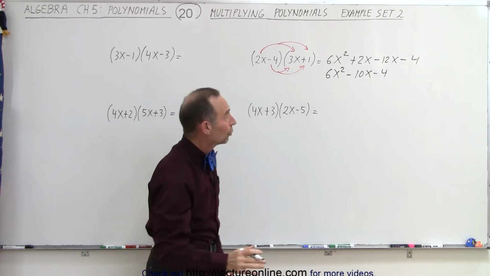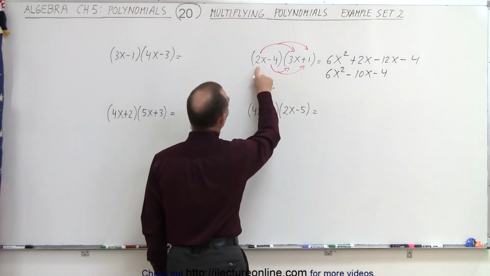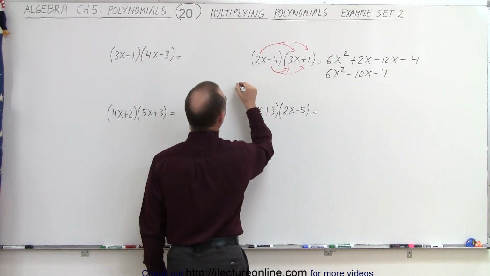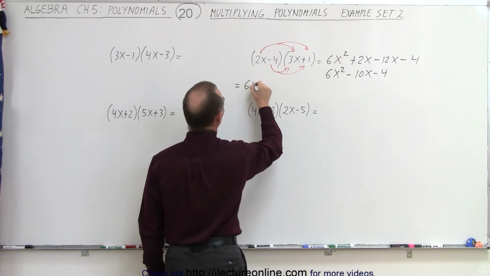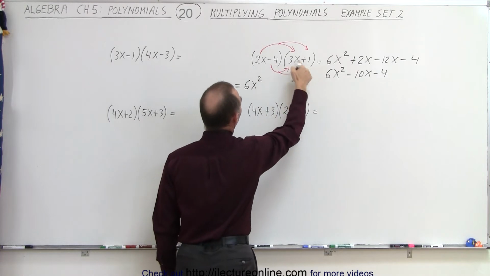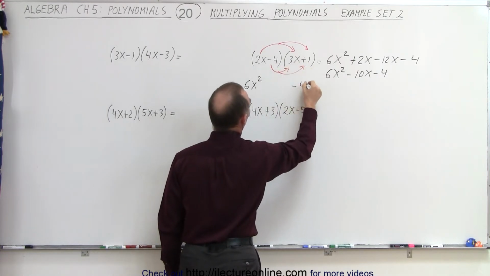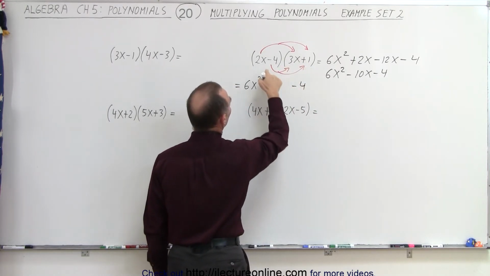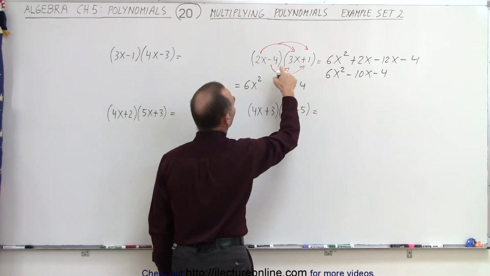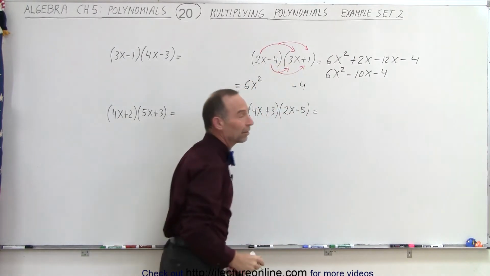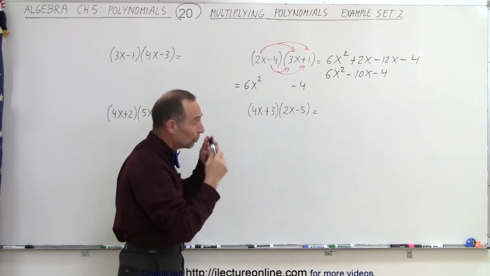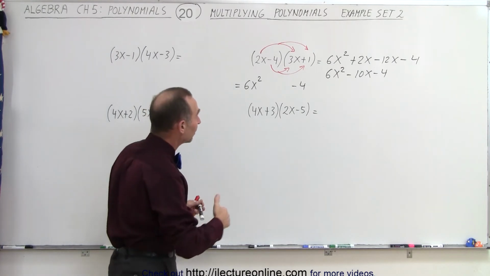Or what we could do instead, we can simply say we multiply the first two terms together, so that's equal to 6x squared. Then we multiply the last two terms together, which is a minus 4. And to get the middle term, you multiply the outer terms together and you multiply the inner terms together and add it together. And if you could do that in your head without writing anything down, you can do things a little bit quicker.